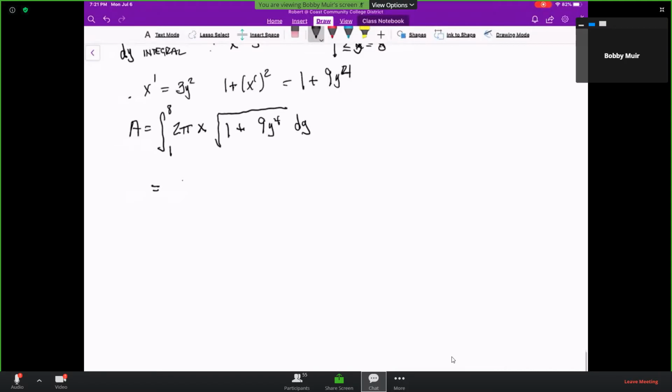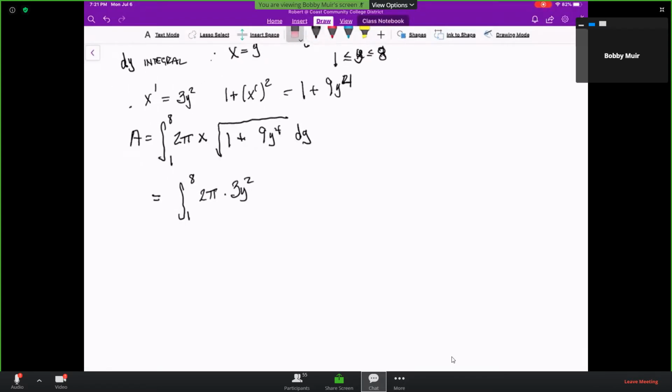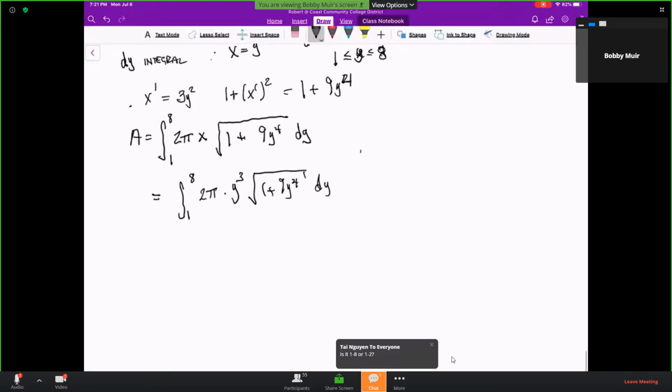And the x, we have to get rid of it. It's 3y squared. And then no, the x is y cubed, not the derivative. The x is the y cubed, 1 plus 9y to the fourth. Okay, so you guys see how to do this integral? Real easy.